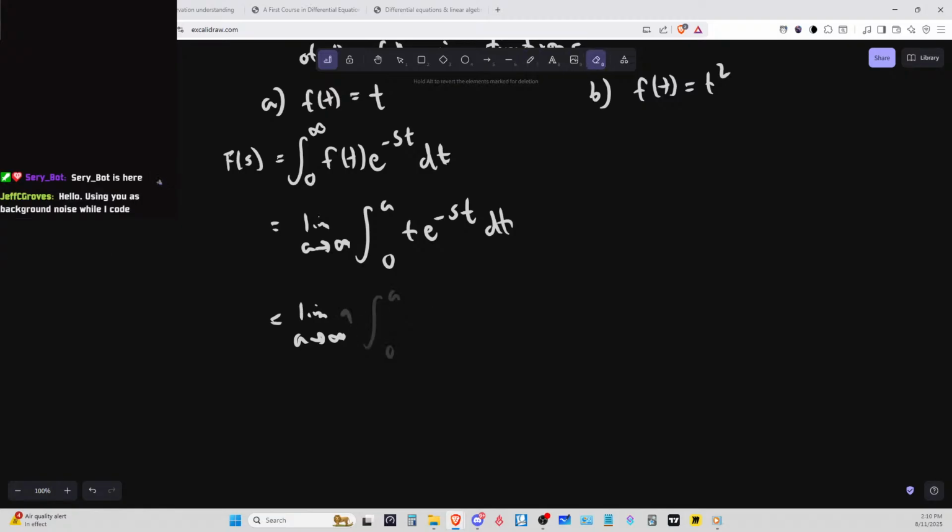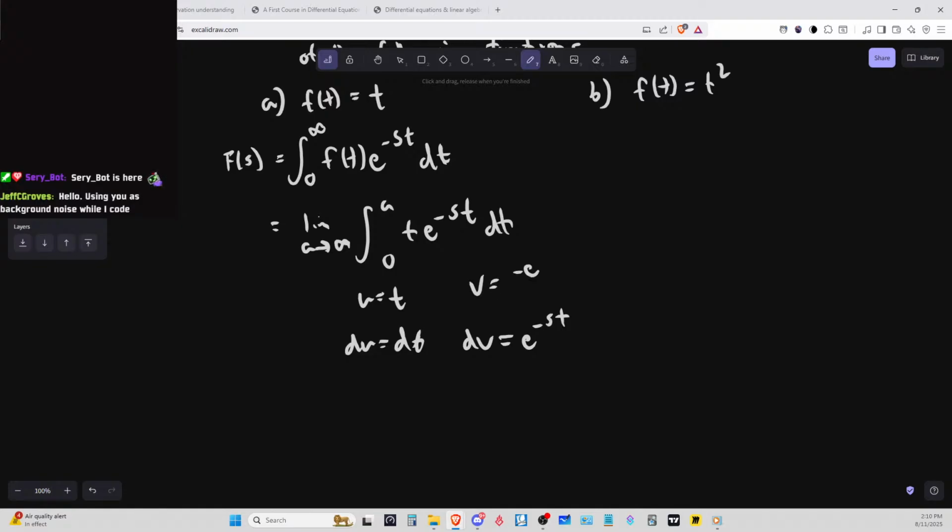So we'll leave the limit out, and we'll just do the integration by parts. So u will be t, and du will be dt, and we'll have dv, and v will be negative e^(-st) over s. I believe that's how it works. Yeah, because we have to integrate it.